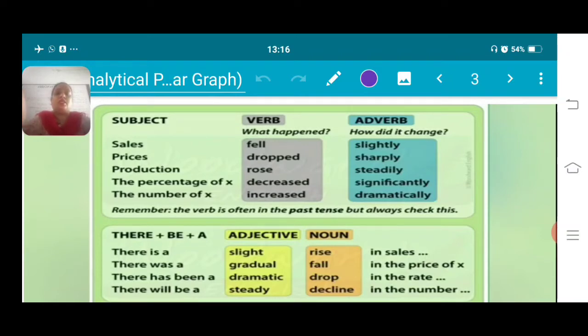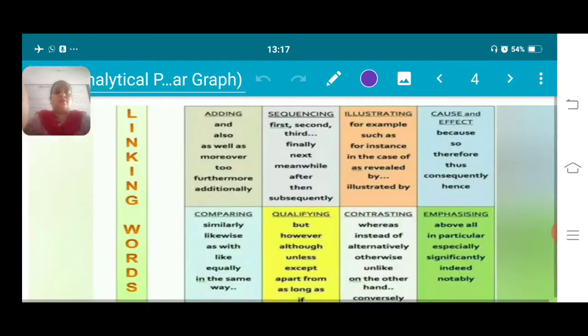Next, how to use the adjective with the nouns, like there is a slight rise in sales, there was a gradual fall in the price of whatever it is, any consumer good, whatever it is. There has been a dramatic drop in the rate of, there will be a steady decline in the number of. So such types of sentences you have to use in this data.